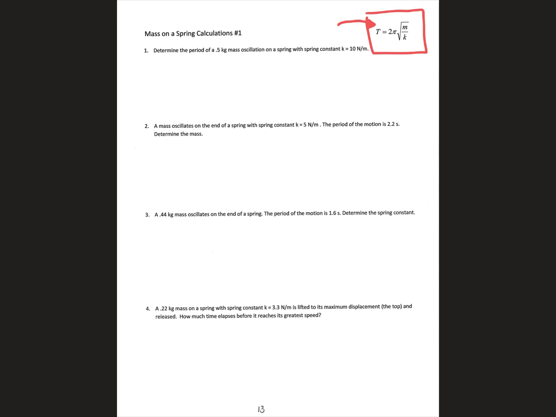So how would you set up a typical problem? T is equal to 2 pi radical m, 0.5 kilograms, over a K value of 10 newtons per meter. And when you multiply that out, you're going to get 2 pi times the square root of 0.5 divided by 10, close the parentheses, and I get a period of 1.4 seconds.